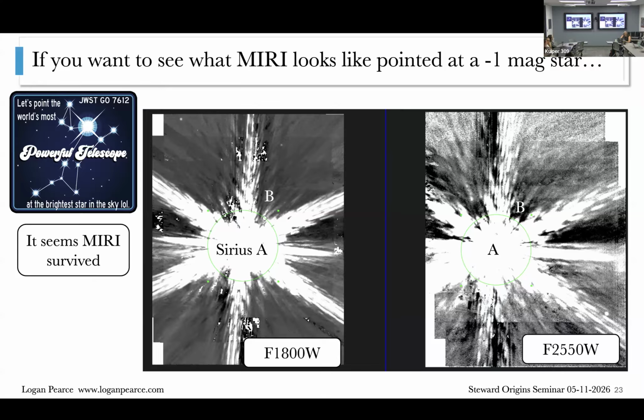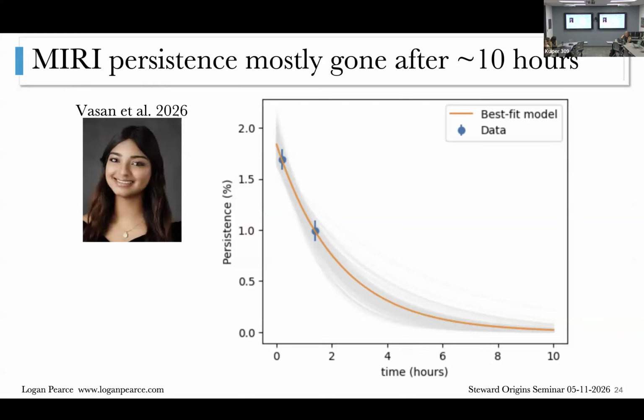Is this allowed? Yeah, I was going to ask, is it allowed? We did it, yeah. How long did the latency last? Well, that's a great point, because let me point you to a paper by Alicia Vassan, an undergrad in our group, who looked at MIRI persistence and found that it decays away after about 10 hours. So nobody could use MIRI for about a day after we used it. Oh my gosh, it's fine. The JWST team made sure everything was working and wouldn't get broken.